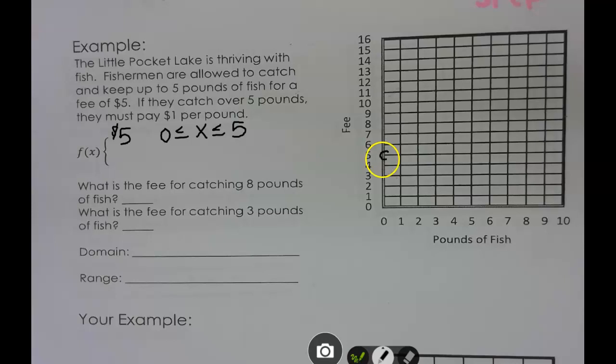So from 0 to 5, your cost is unchanged. If they catch over 5 pounds, then they must pay an additional $1 per pound. So what that means is that for every pound more than 5, they must pay an extra $1.